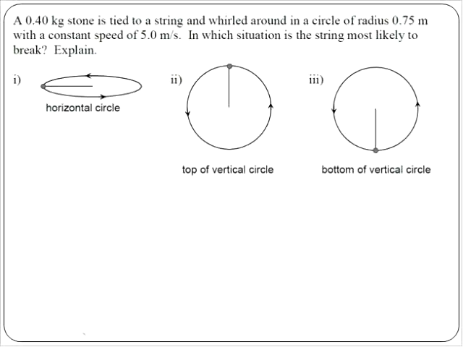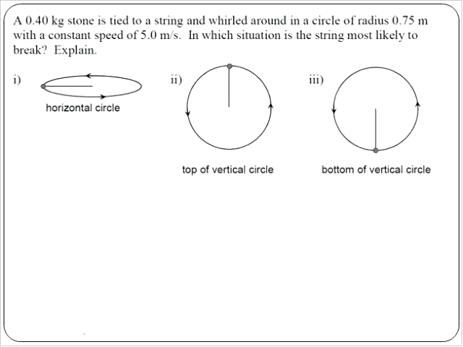All right, one last example. This one gets at a little more understanding again. This kind of ties it all together. So we've got a stone that's tied to a string, and it's whirled around in a circle of radius 0.75 meters at a constant speed of 5 meters per second. In which of these situations would the string be most likely to break? In other words, in which of those three situations would the tension be the greatest?